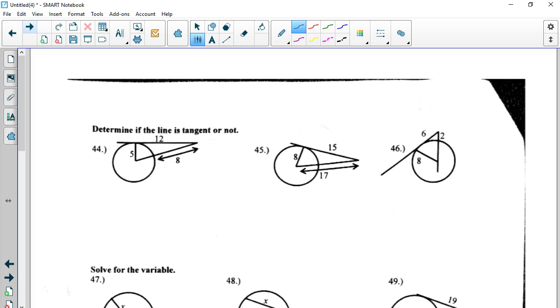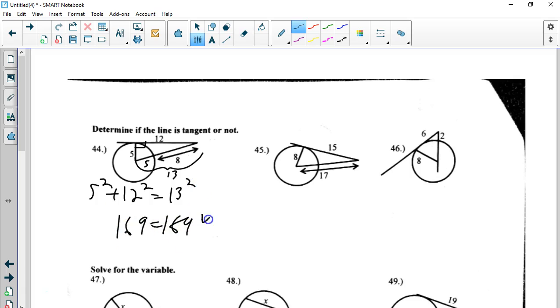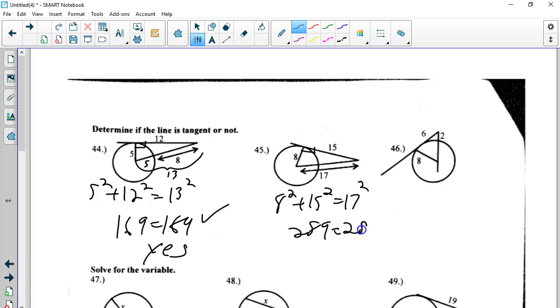All right, here we go. Determine if it's tangent or not. This must be a right angle. So 5 squared plus 12 squared must equal, wait, not 8 squared, this is 5, so that's 13, 13 squared. Well, that leads to 169 equals 169, so the answer is yes. The line is tangent. Here, again, we try 8 squared plus 15 squared, and see if it equals 17 squared, and magically, it does. So the answer is yes, that line is a tangent.